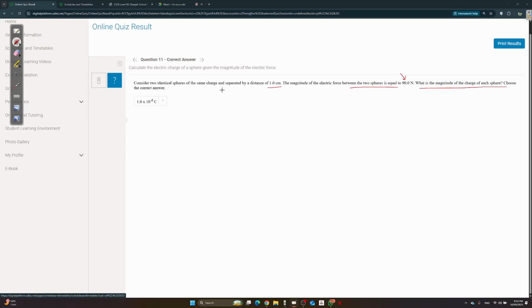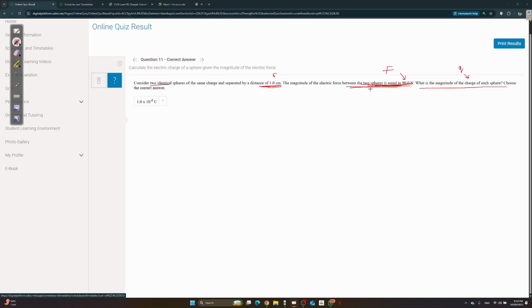I want you to help me out here. What are they asking for? They want the charge, so they want Q. They gave me the force, F. They gave us R, not R squared, so you square it yourself. So they want Q, they gave me F, they gave me R. Now these two spheres, they are what?